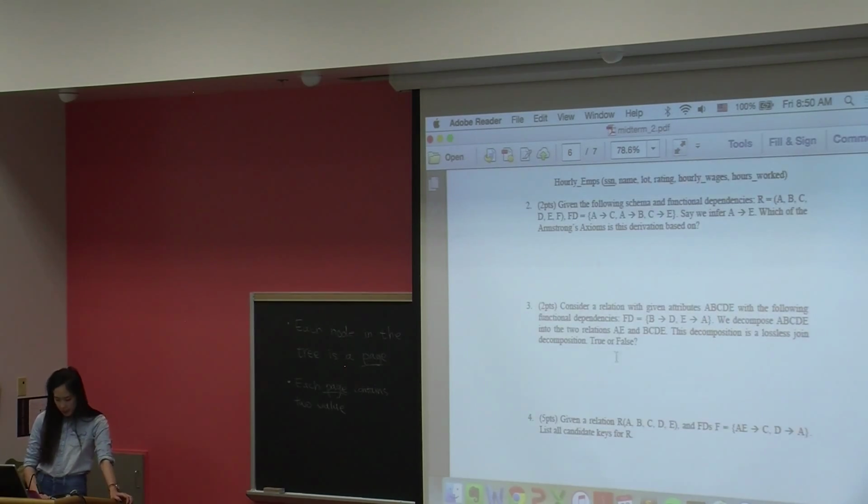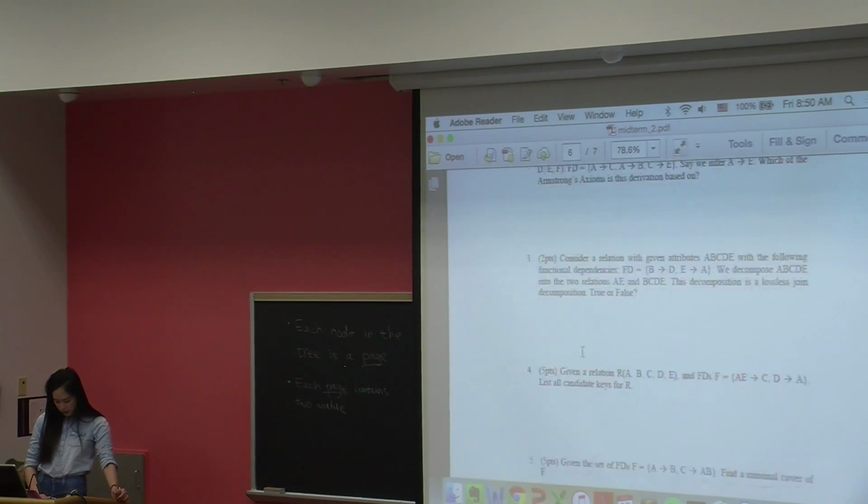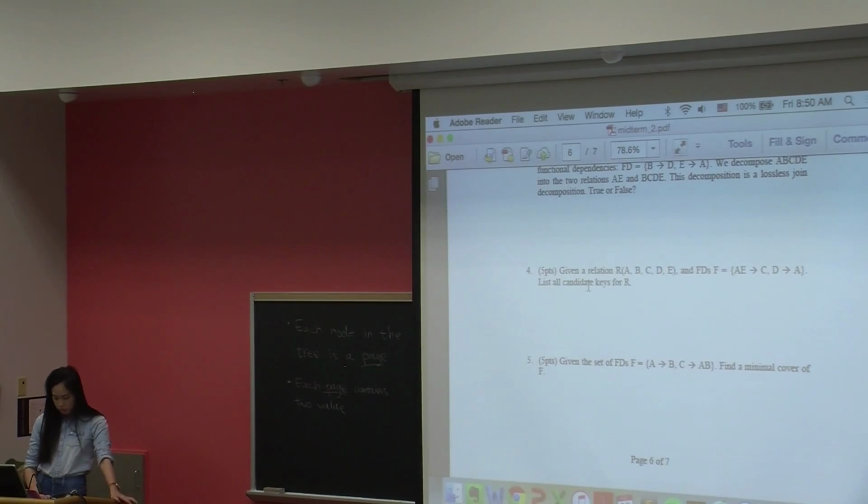Okay, and then this one, it's true. Okay, you can go back and take a look at the theorem, and there's one that you can check. Okay, when you have a dependency, and then you break it down based on dependency, then we can check whether the decomposition itself is lossless. Okay. Number 4, the answer is B, D, E. Okay. If you have any question working it through, come to me and ask me about it.